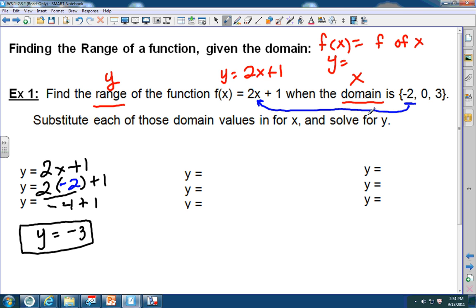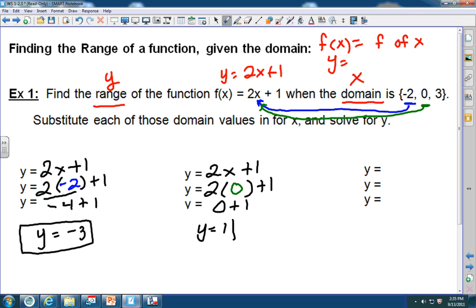Well, that's for the first one. Now, go back over here. 2x plus 1. The next one has a 0, so let's substitute the 0 in there for x. I've got 2 times 0. Anything times 0 is 0. I have 0 plus 1. Y equals 1.